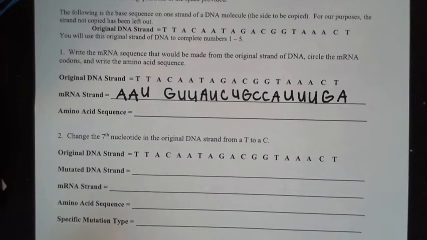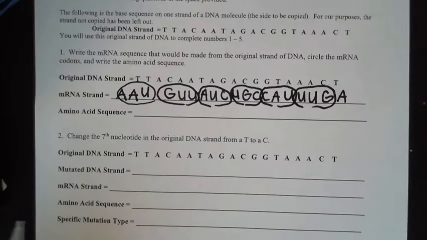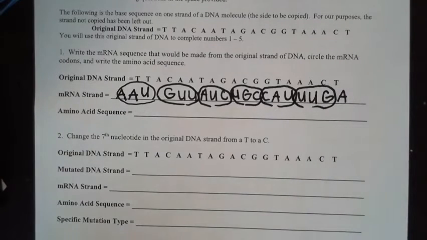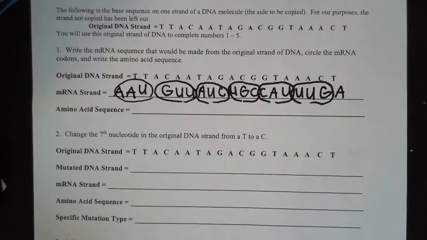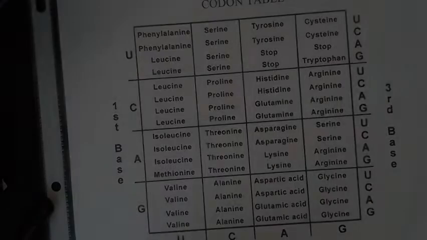Okay, here's that whole line. Now you are going to circle your codons. Remember, a codon is a set of 3 bases. So there are my codons all circled. I'm going to now find the amino acid sequence for each of my codons. I'm going to do the first one with you.